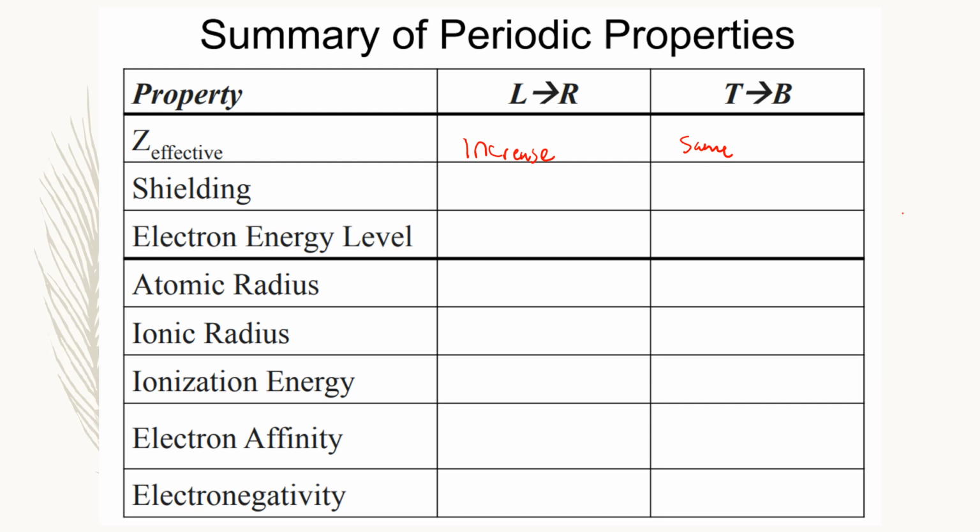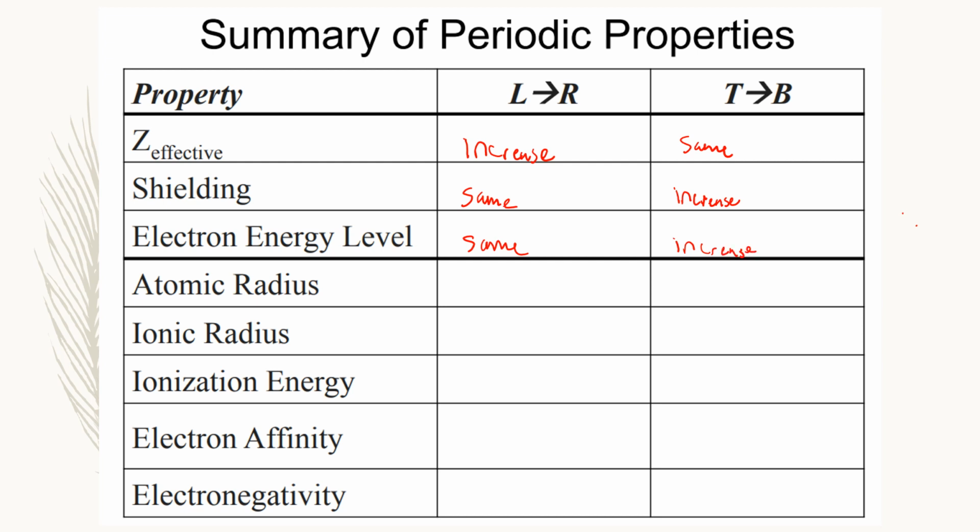As far as shielding is concerned, going from left to right, because I have the same number of energy levels being filled with electrons, the shielding will stay the same. As we go from top to bottom, the amount of shielding will increase because I am increasing my number of core electrons. As far as the electron energy level is concerned, again, same type of concept, going from left to right. The electrons are all being added into the same energy level on the periodic table, so that would stay the same. And then going from top to bottom, the electron energy level would increase because we're adding more core electrons.